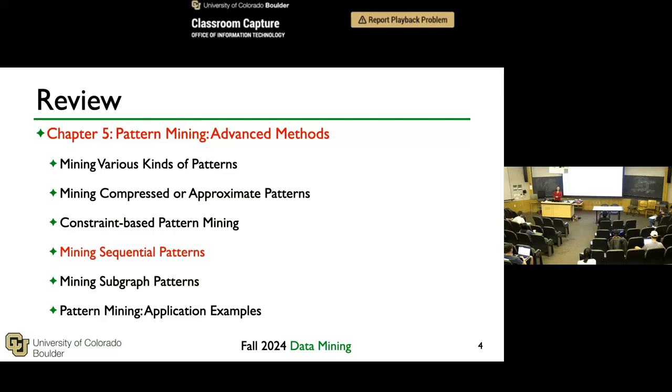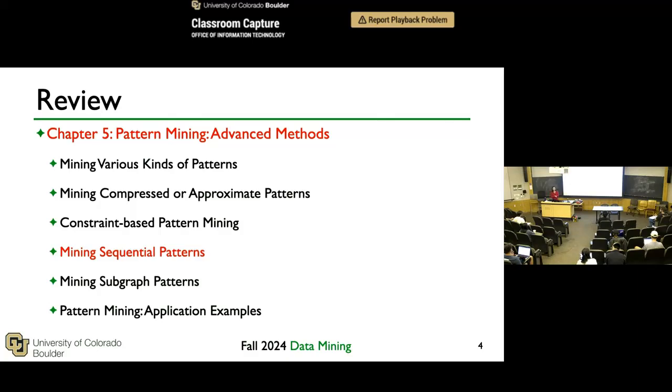We then continue talking about chapter 5. Here we're talking about more advanced methods related to pattern mining. In chapter 4, we talked about the basic ideas: what is a frequent pattern, what is a frequent item set, some methods that can be used, and also how you measure interestingness. But chapter 5 is, yes, you can find the frequent patterns, but there are actually many types of patterns when you consider real-world scenarios.